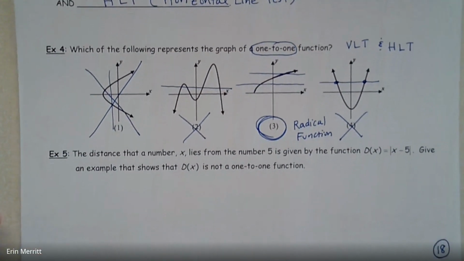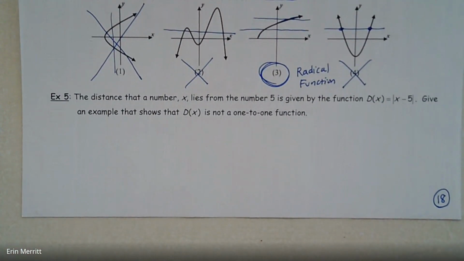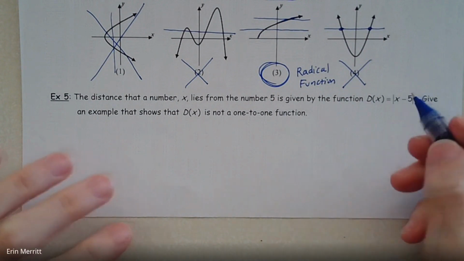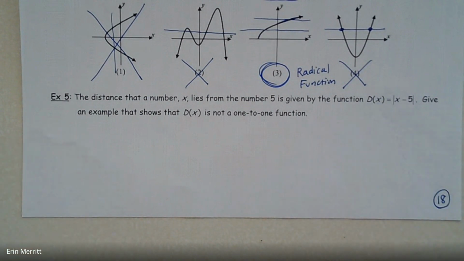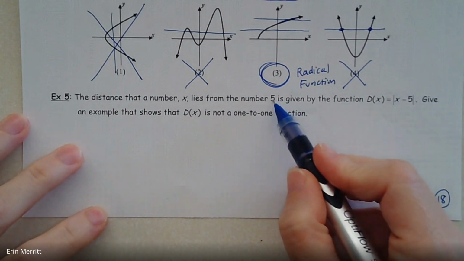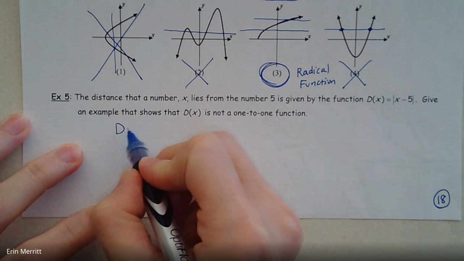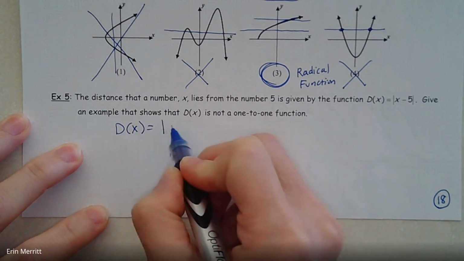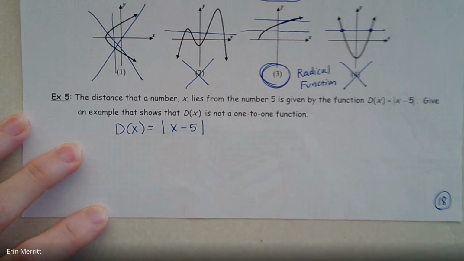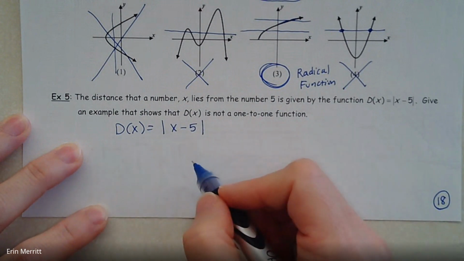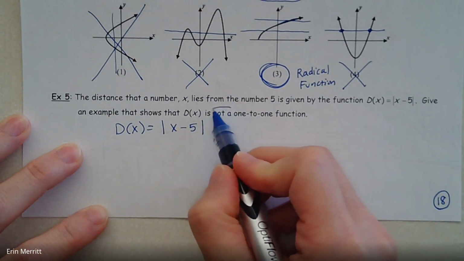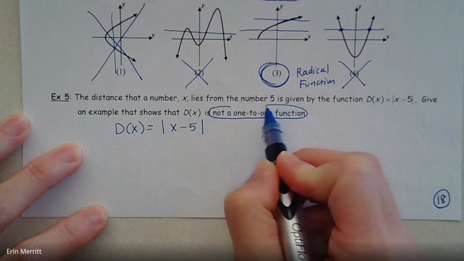All right, the one at the bottom here, we've talked about absolute value functions earlier this year. They're just talking about the distance that a number x lies from a number on the number line can be represented using an absolute value function. So they're saying how far away a value is from 5 is given by this d of x equaling the absolute value of x minus 5. When it says give an example that shows that d of x is not going to be one-to-one.